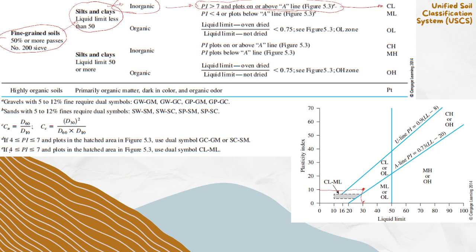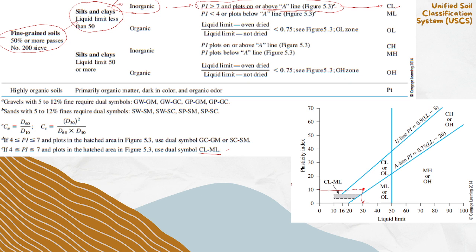If the plasticity index is greater than or equal to 4 and less than or equal to 7, and plots in the hatched area in the plasticity chart, we use the dual symbol CL-ML. But our plasticity index is greater than 7, so we can disregard this note. So our group symbol is CL.